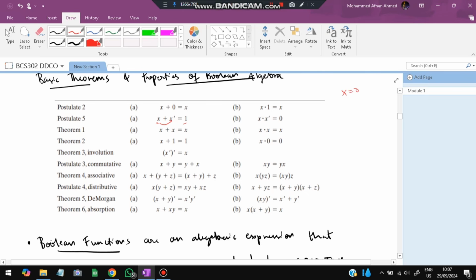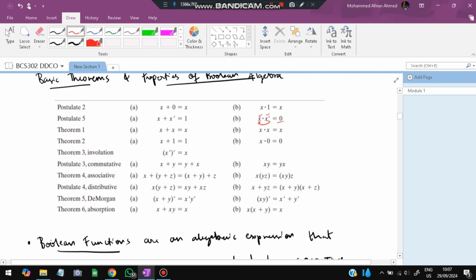If x is equal to 0, x bar is equal to 1. Okay, so what is 0 or 1? 0 or 1 will be equal to 1, right? So that is the OR operation on the inverse of it. Here we have the AND operation on the inverse of it. So x and x bar will be equal to 0.